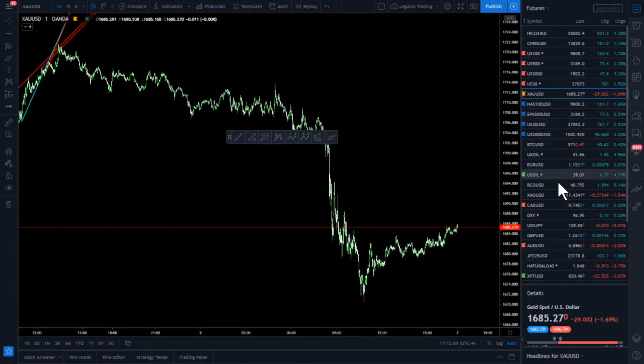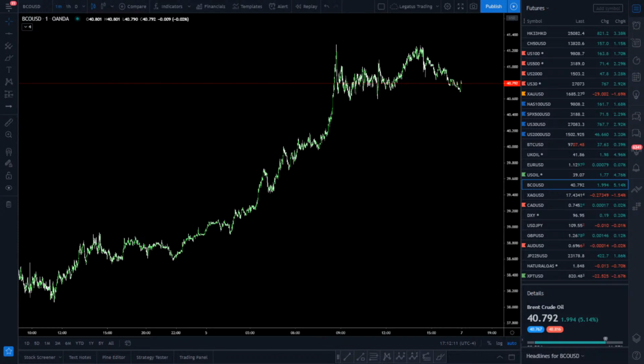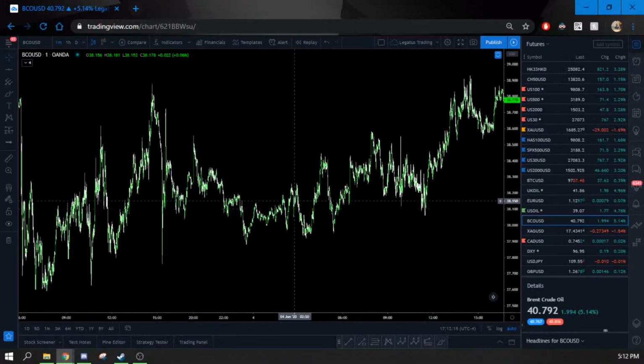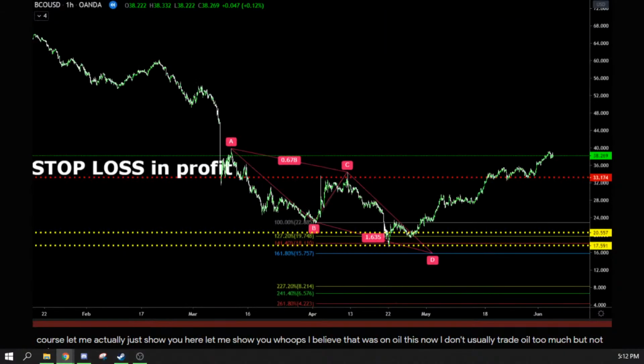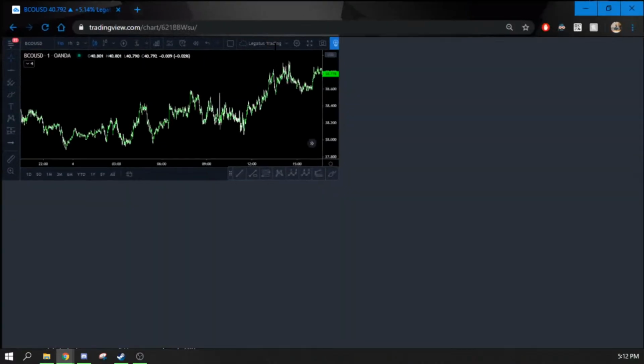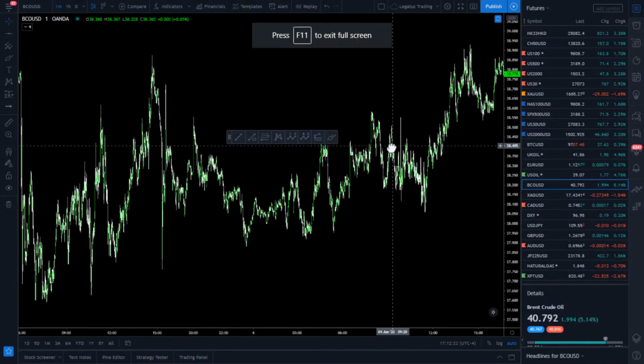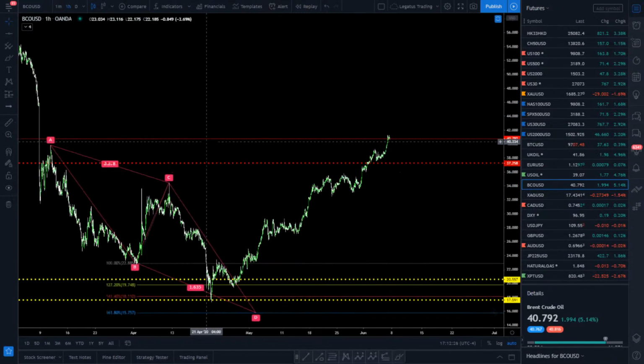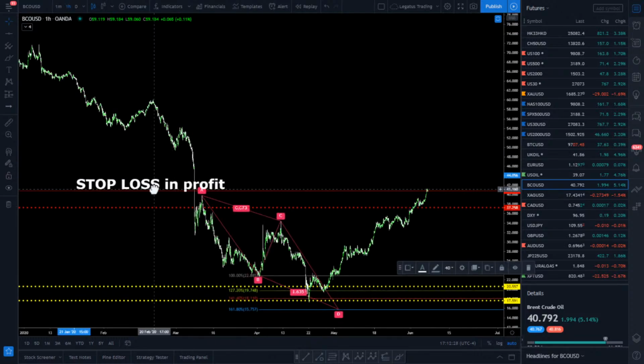I believe that was on oil. Now, I don't usually trade oil too much, and not lately because of the recent volatility. BCO USD, just double checking. And I believe it was on the hourly chart. Here we go. Perfect.